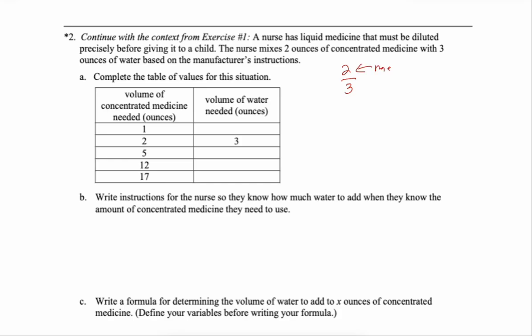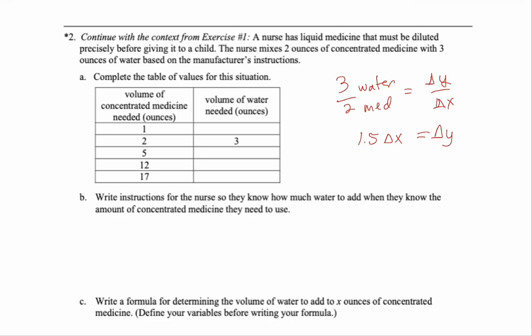medicine. Well, let's do it the other way. Let's do 3 to 2. Let's do 3 to 2. So water to medicine, okay? So that would be our change in y over change in x, okay? So if we want to know the change in y, we can just take 3/2 or 1.5 times our change in x. So this is going to allow us to fill out the chart very quickly, okay?